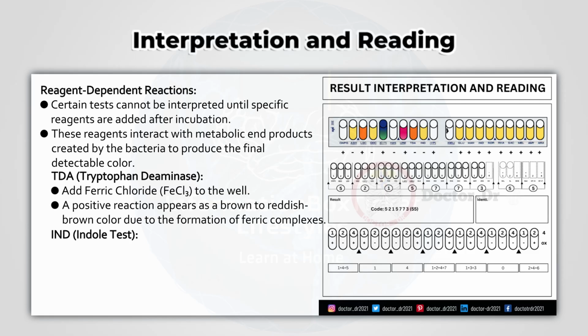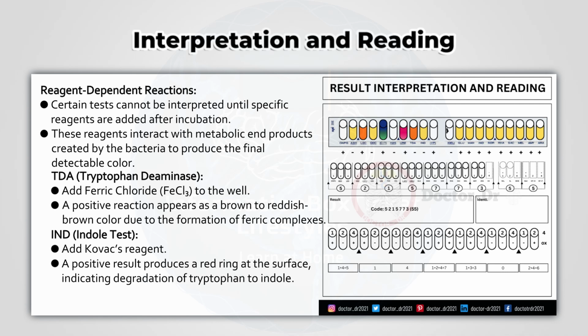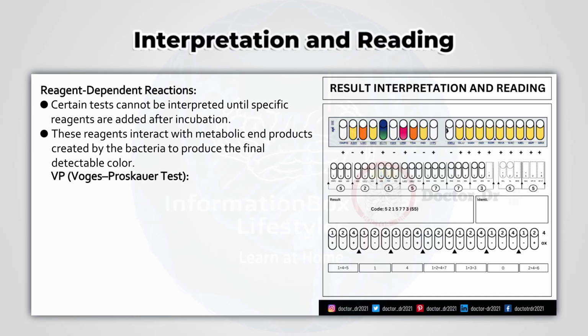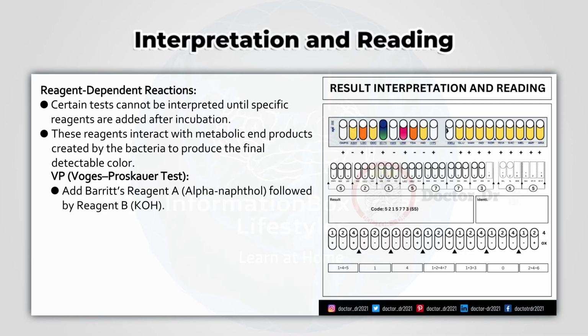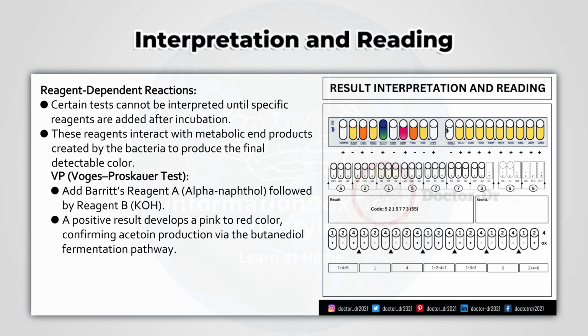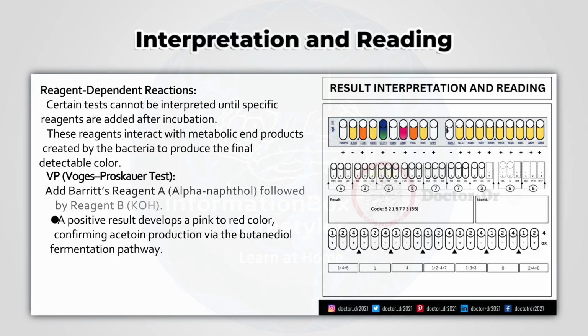IND, indole test. Add Kovacs reagent. A positive result produces a red ring at the surface, indicating degradation of tryptophan to indole. VP, Voges Proskauer test. Add Barritt's reagent A, alpha naphthol, followed by reagent B, KOH. A positive result develops a pink to red color, confirming acetoin production via the butanediol fermentation pathway.